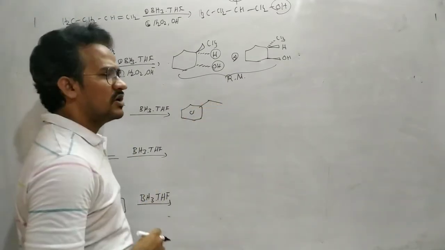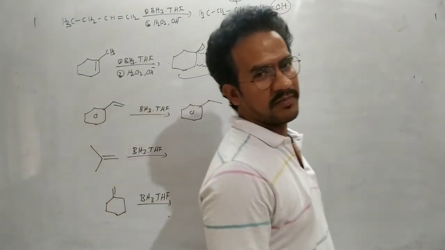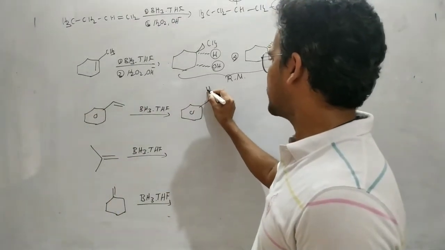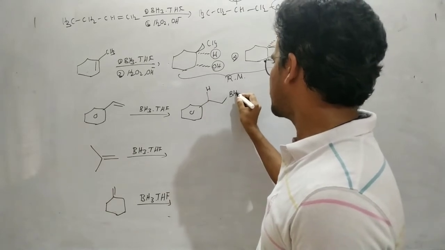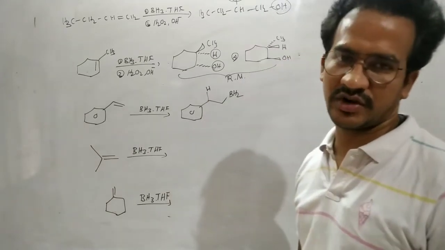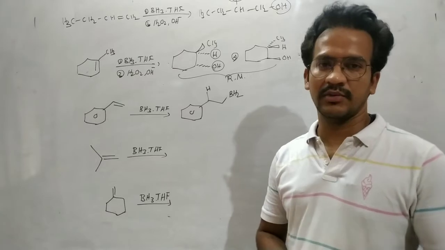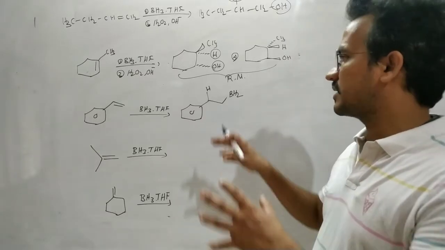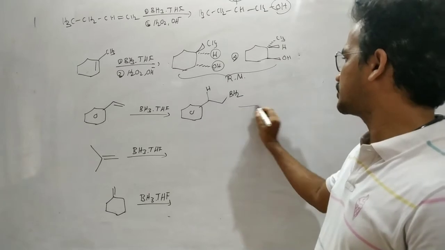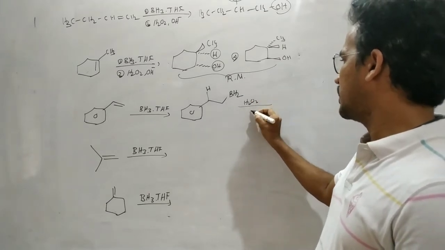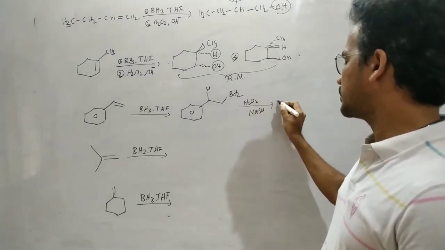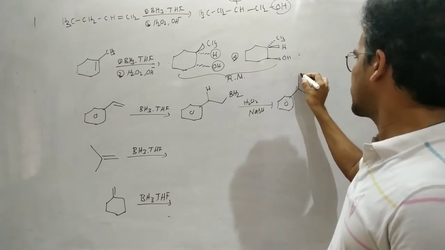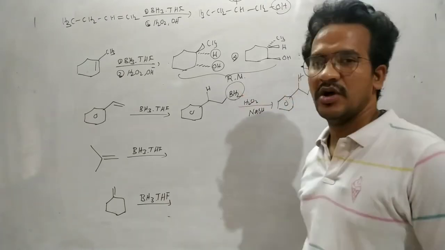Now you see this one again, anti-Markovnikov addition. In this case, we can write the products very simply. First of all, hydrogen addition and next BH2 addition. Of course, we will get the trialkyl borane, but for writing products very simply, I am considering it like this. So hydrogen and BH2, next H2O2 in the alkali medium. The product is this one, OH, and here hydrogen. In this BH2 place, OH.